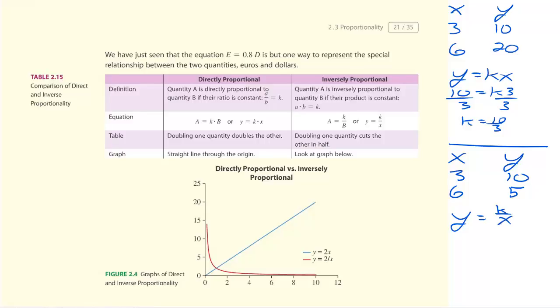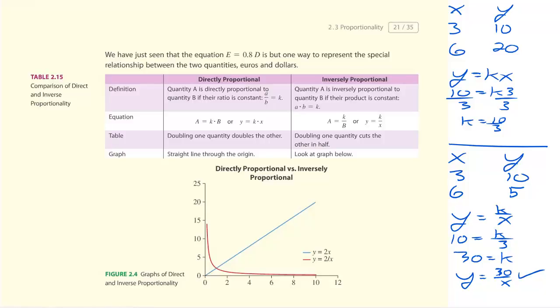And now let's plug in and see what we get. So we'll take the first one and plug in 10 equals k over, right? This is y, this is 3. Multiply both sides by 3 and we get 30 equals k. And so now we know it's y equals 30 over x. And if we plug in the second set of numbers, plug in my 6, right? 30 divided by 6 is 5, and it works. So now we found the function for that one.